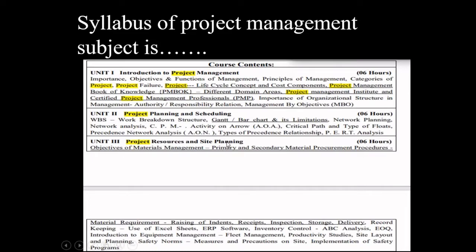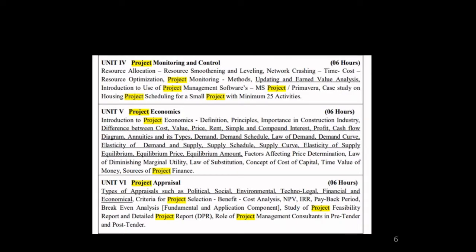Unit 3 talks about project resources and site planning, where the resources, whether it is sand or any other resources, are properly used and economical project output is obtained. Then unit 4 comes, in which project monitoring and control is done, in which it is seen how economical this project can be done by optimizing the resources which are allocated to us.